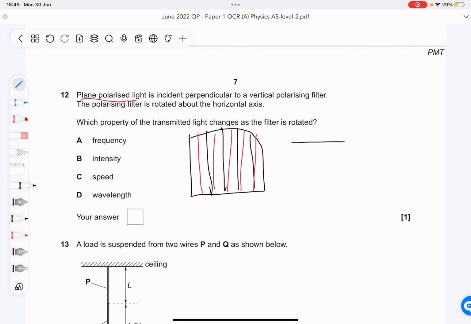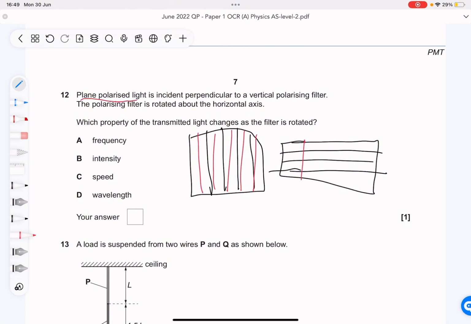Now let's say I rotate the filter, like in the question, and now my filter is horizontal. If I still have vertical light, it's not going to go through because it's perpendicular to the filter. So what's going to change is the intensity, because waves can no longer get through. So the answer is B. The frequency is not going to change because that doesn't affect the number of waves being produced per second or coming towards the filter per second. Nor does that affect the speed or the wavelength. So the answer is B.